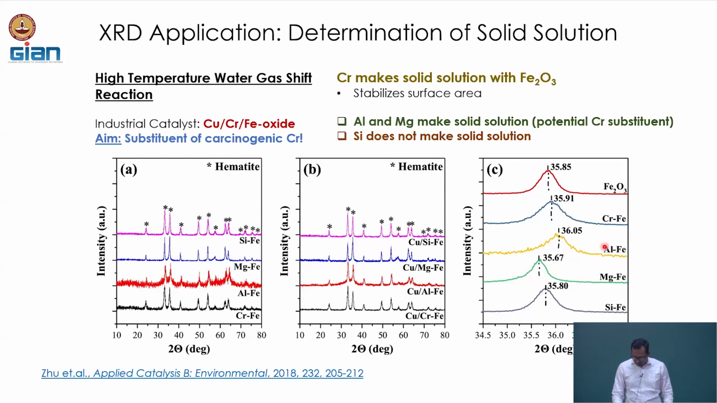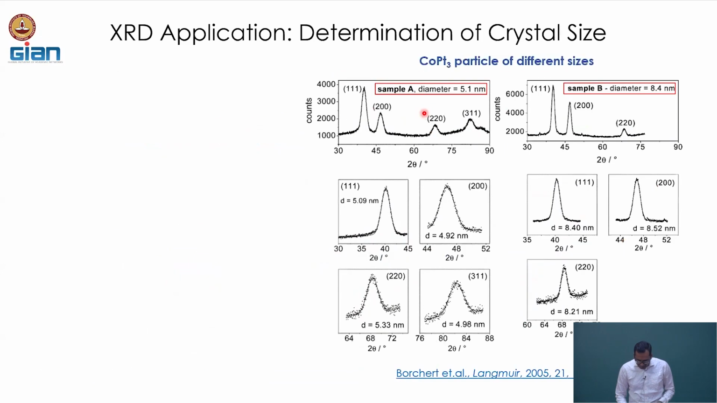There are other criteria for whether they are better substituents of chromium, but we are not looking into those things. At least from the XRD we are coming to a conclusion that aluminum and magnesium can be potential chromium substituents, whereas silicon, since it cannot form a solid solution with iron oxide, has less probability of being able to stabilize the Fe2O3 phase, and hence the probability of silicon being a potential chromium substituent is less. Now, let us look at another application.